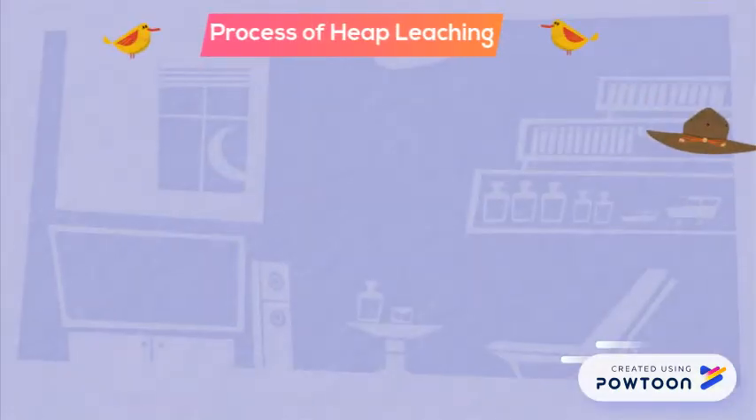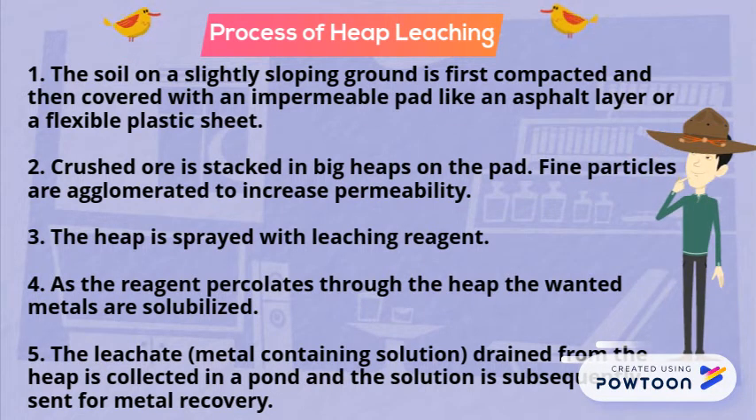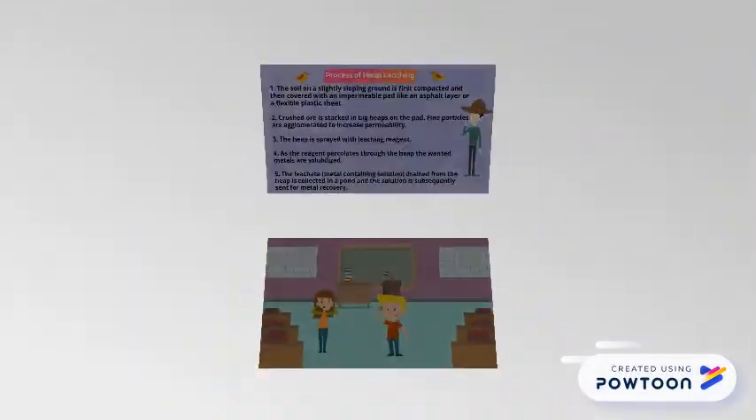Process of heap leaching. The soil on a slightly sloping ground is first compacted and then covered with an impermeable pad like an asphalt layer or a flexible plastic sheet. Crushed ore is stacked in big heaps on the pad. Fine particles are agglomerated to increase permeability.